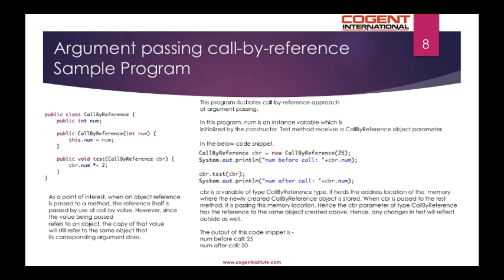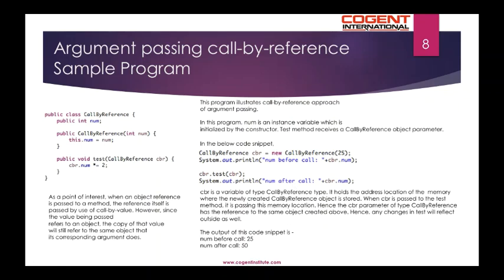This program illustrates the call by reference approach of argument passing. In this program, num is an instance variable which is initialized by the constructor. The test method receives a call by reference object parameter. In the code snippet below, an instance of CallByReference is created by using the parameterized constructor. We have a print statement to print the value of num before the test method is invoked, and the test method is invoked on this reference variable CBR, and the print method prints the value of num after the call to the test method.